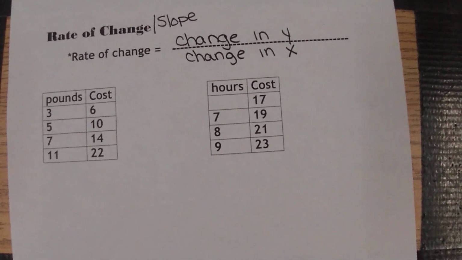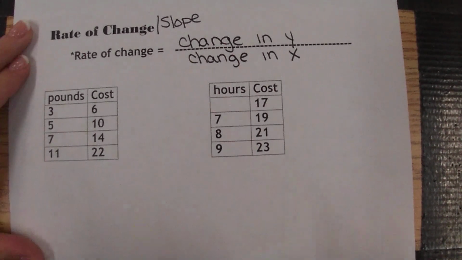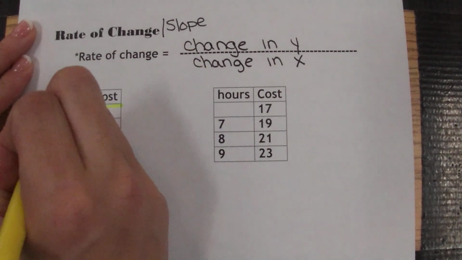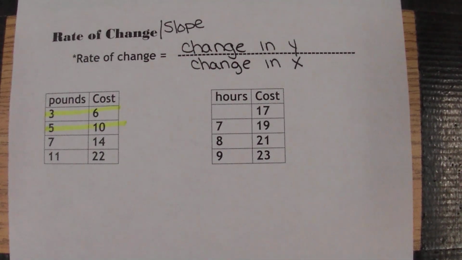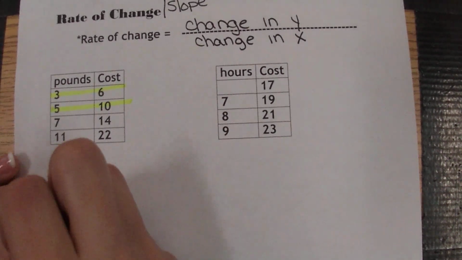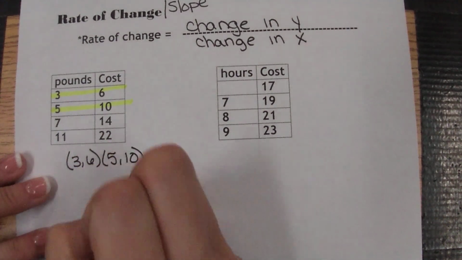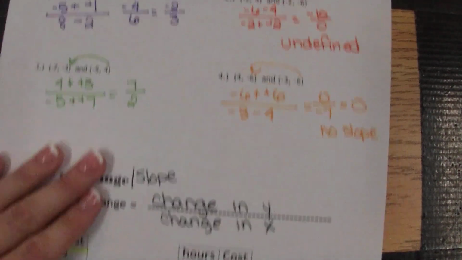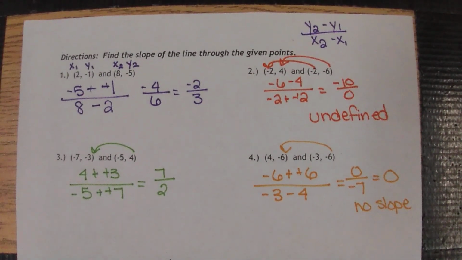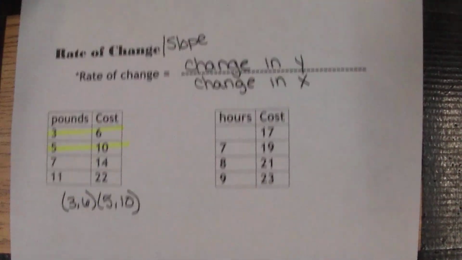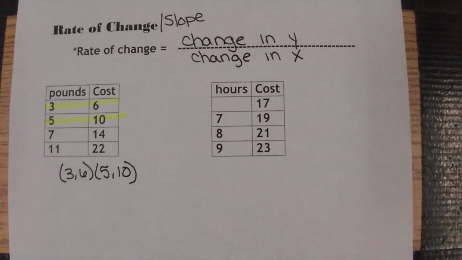Now, A, when you look at this, you could decide, okay, I just want to write this as 2 ordered pairs. And I just want to write this as 3, 6 and 5, 10. And I want to find the slope just like I did up above. There's nothing wrong with that. Okay, so if you decide you don't want to do anything new, that's fine.